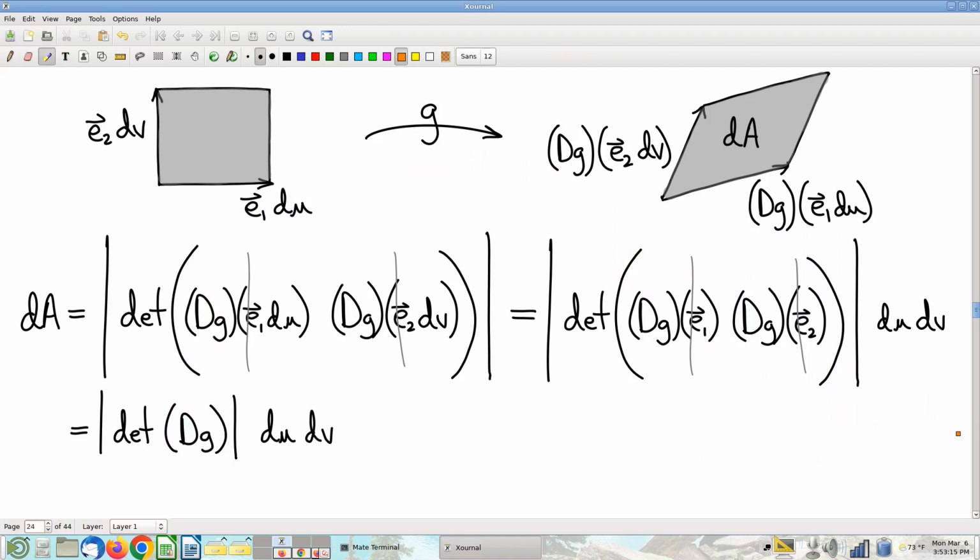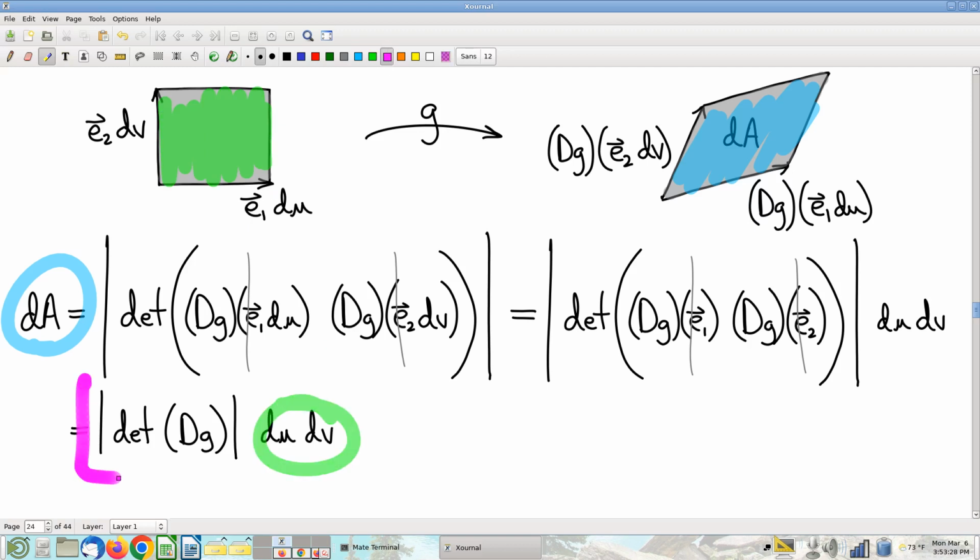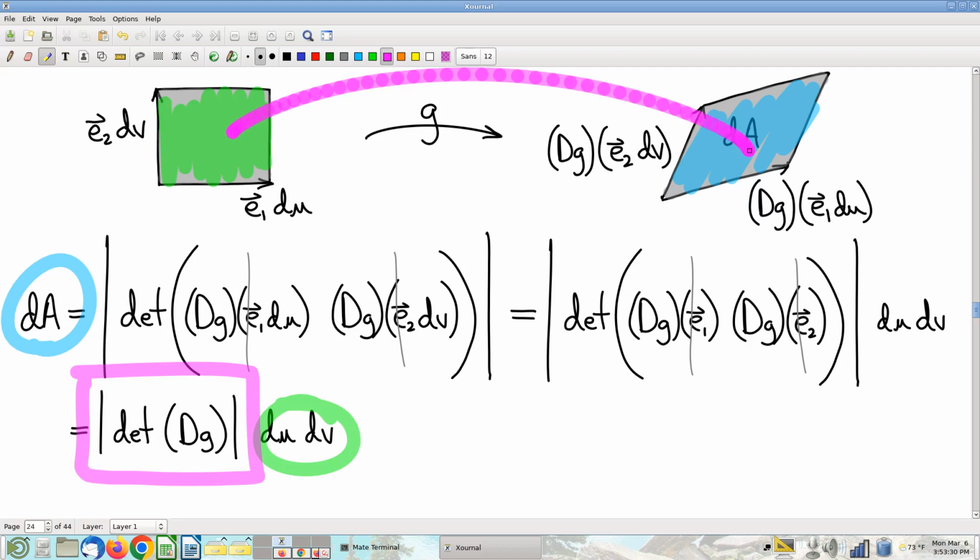After all, notice what we have now written is that this area here relates to this area here by way of what I previously claimed to be the stretching factor. What I have in purple here is what you multiply by the green area to get the blue area, and so it's our stretching factor, and again, as previously claimed, the absolute value of the determinant of the derivative. So, is everybody all right with that?